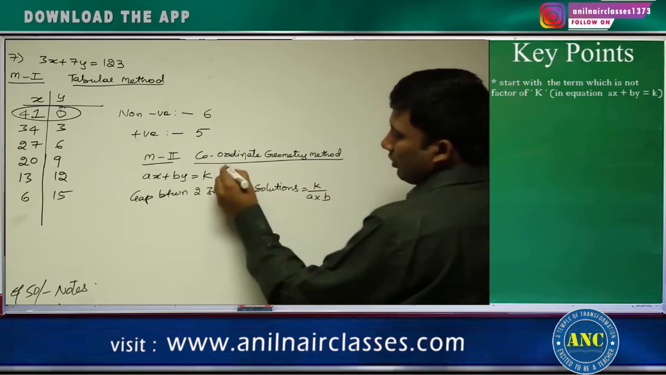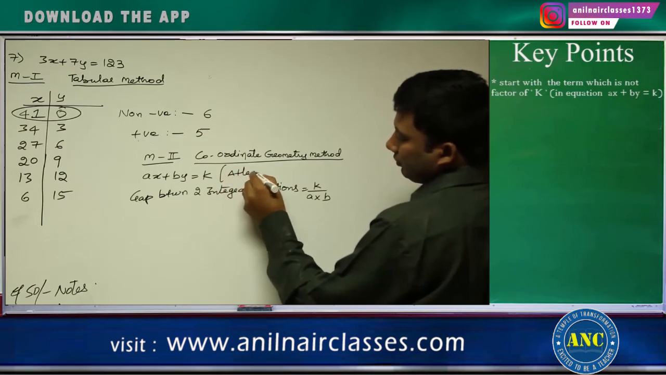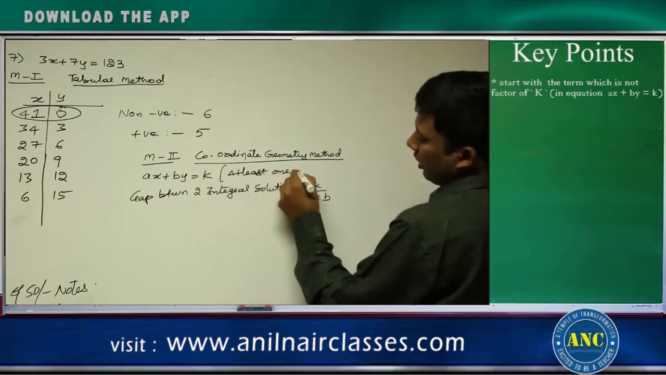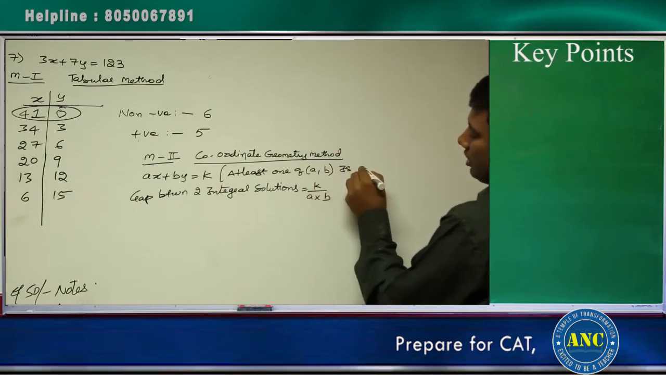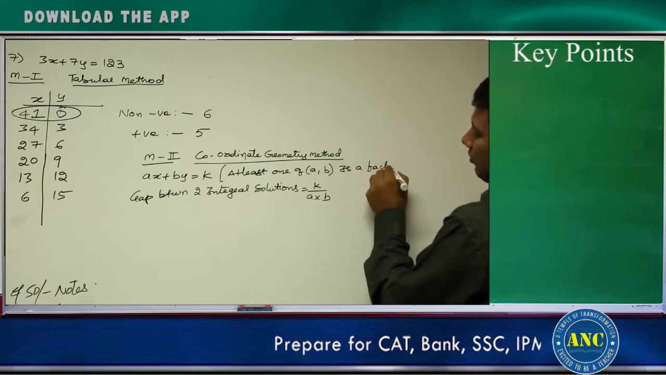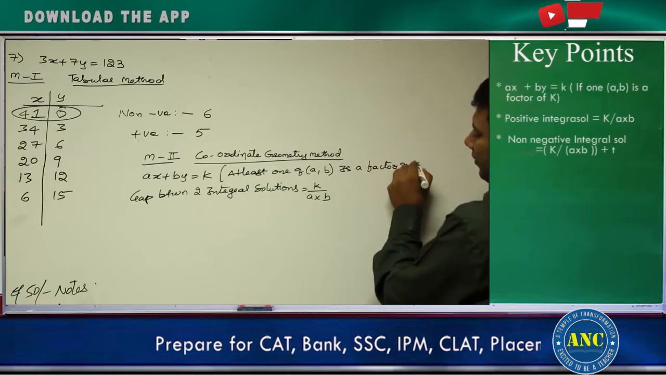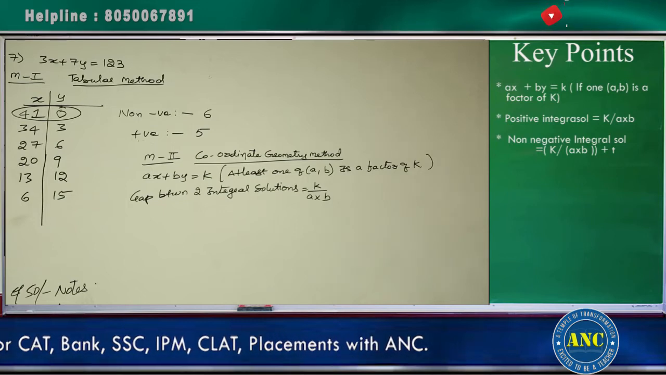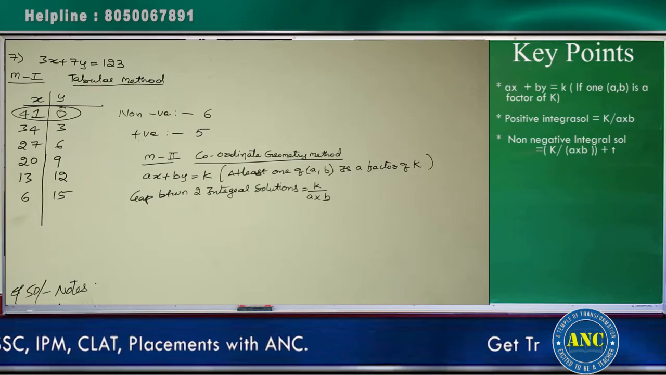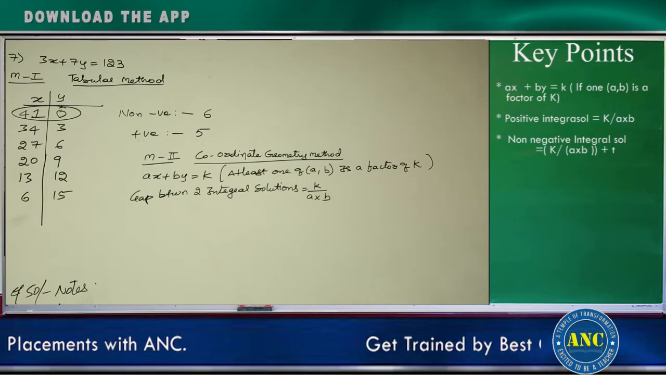This will work when at least one of a comma b is a factor of k. At least one of them is a factor of k. So the gap between two integral solutions is given by k by a into b.